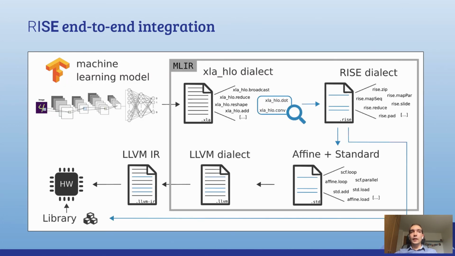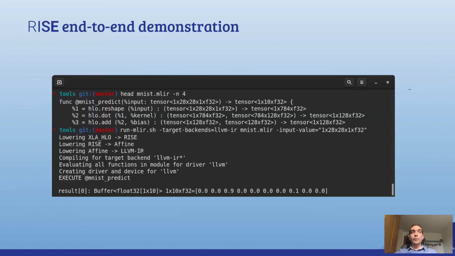So finally, here we see our complete approach to an end-to-end integration. We progressively lower the TensorFlow machine learning model through the XLA dialect, can leverage the advantages of the functional representation in the RISE dialect, and we lower through the affine and standard dialect to the LLVM dialect to emit LLVM IR finally. And we can also target libraries. So let's look at a short demonstration of this.